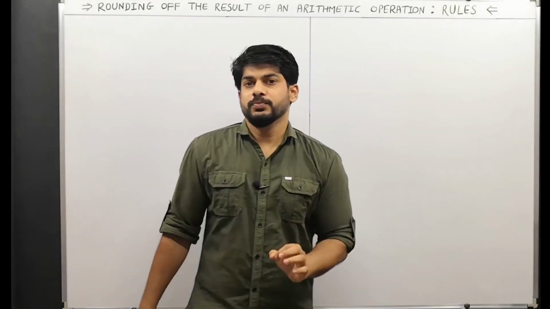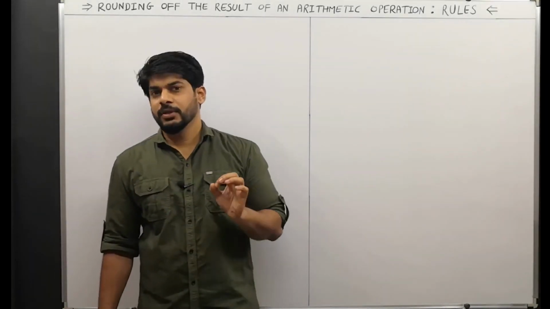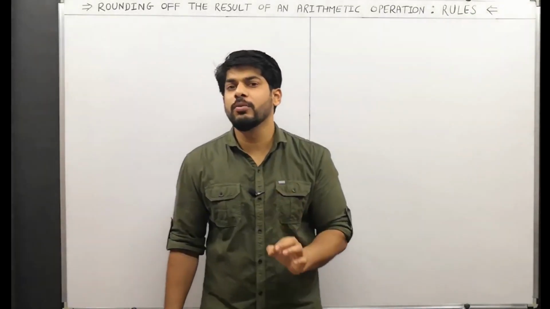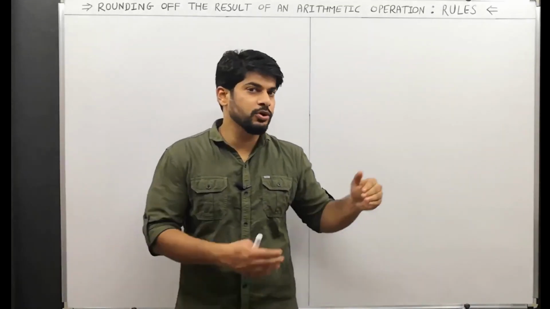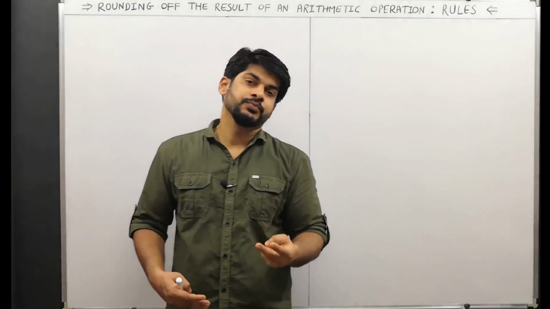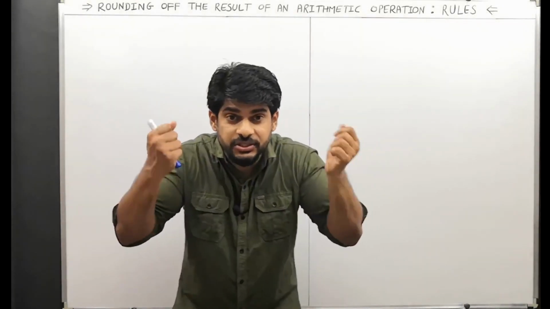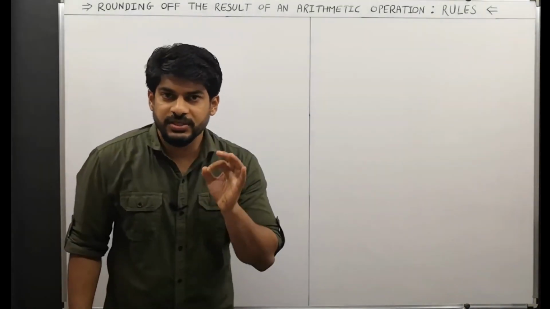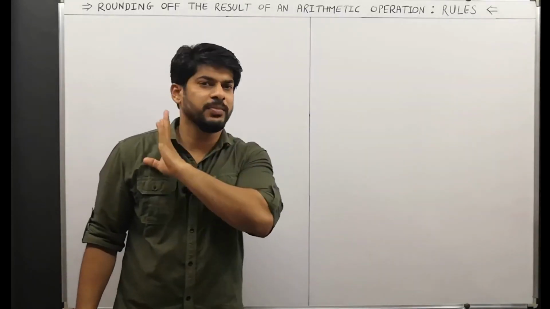To understand this, we will take one simple example. First of all, in this lecture we will talk about why exactly we need these rules, and then we will talk about those rules. The rules are pretty simple. There are only two rules, but the important thing is knowing why we need these rules. Let's try to understand that with a simple example.